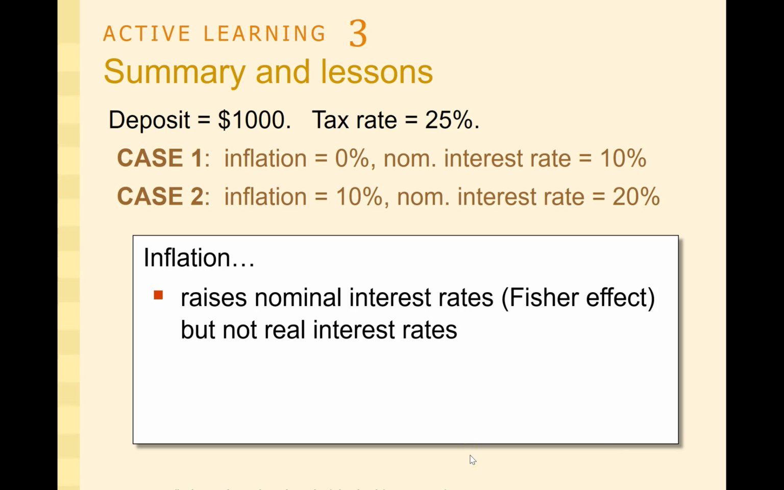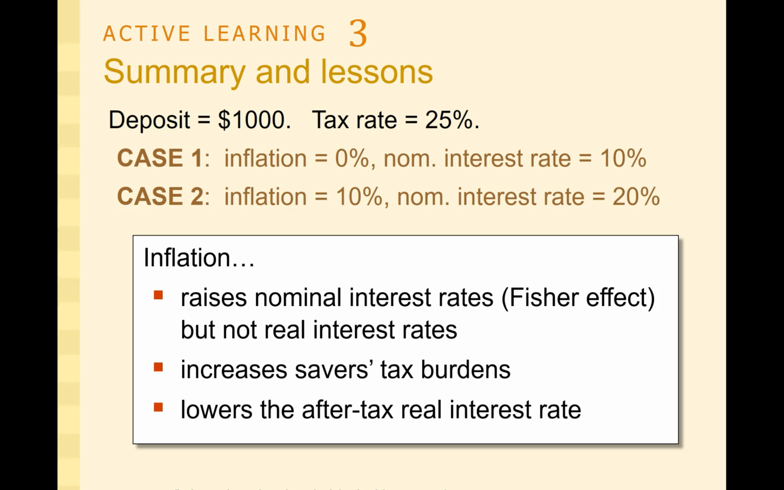So inflation raises the nominal interest rate, which is the Fisher effect, but not the real interest rate. Notice that. There's that classical dichotomy. It increases the saver's tax burden because even though they have the higher nominal rate, they are paying the same rate of tax, which is a higher amount of taxation on that higher earnings, and it lowers the after-tax real interest rate. So that's an important thing to understand. When you put all that together, it shows a good example of the tax distortions of inflation.